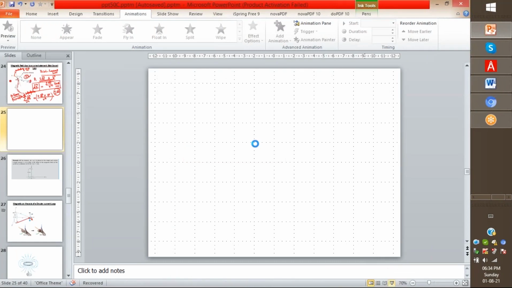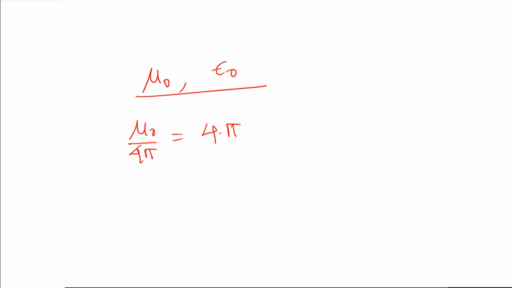So in case of electromagnetic waves or electromagnetic theory, we'll be learning again what the relation between mu naught and epsilon naught is. But for the time being, we'll just tell you what it is. So mu naught we know the SI unit is mu naught by 4 pi, which you can write as 10 to the power minus 7, with the appropriate unit.